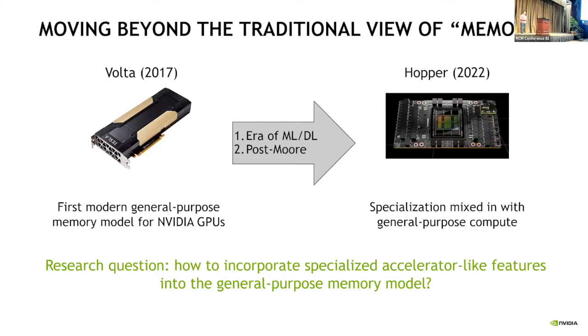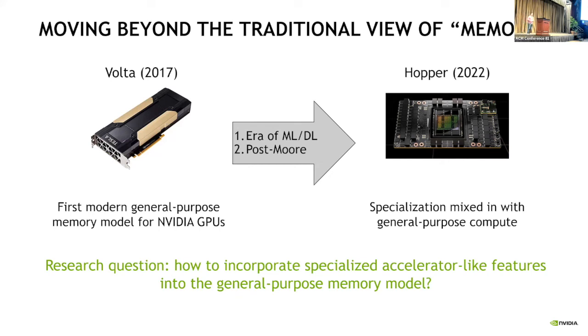Because, as I said, we're moving beyond the traditional view of memory. So that type of system that I just showed on the previous slide, we first formalized that along with our Volta architecture, which came out in 2017, and the paper was published a couple years later. That's our first general purpose system, our first truly general purpose memory model, in the sense of having a modern understanding of what memory models are, threading a model, and so on.